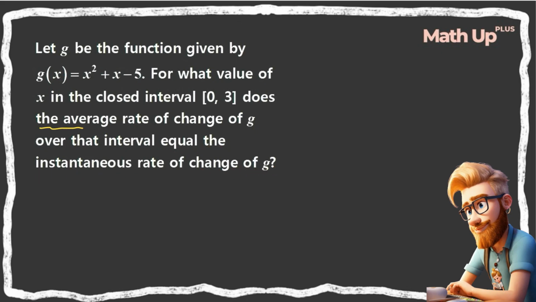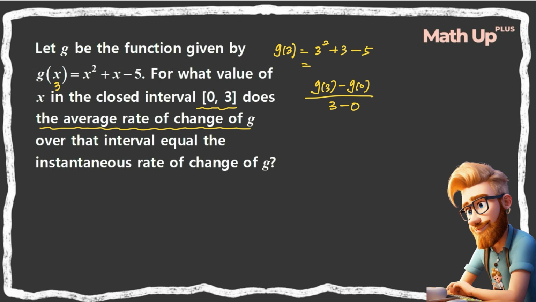First, the average rate of change of g in this interval is equal to g of 3 minus g of 0 over 3 minus 0. g of 3 is equal to, if we substitute 3 for x, 3 squared plus 3 minus 5. So 9 plus 3, that's 12 minus 5, that is equal to 7.